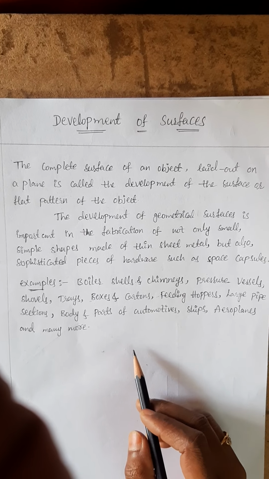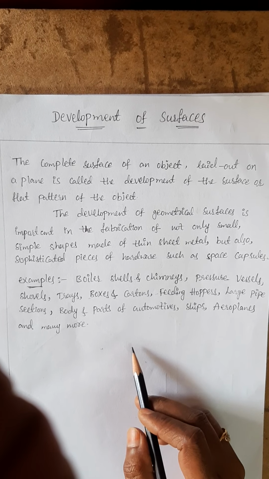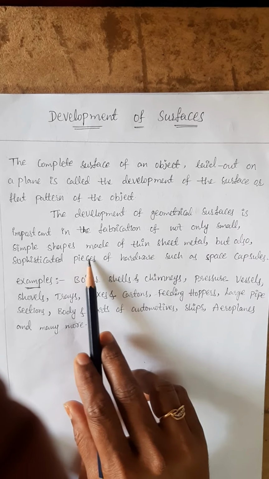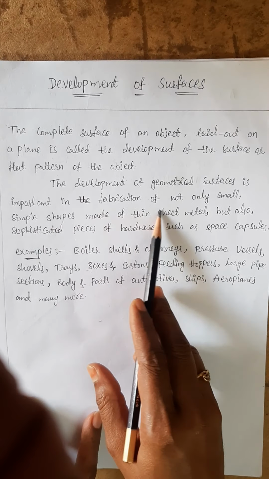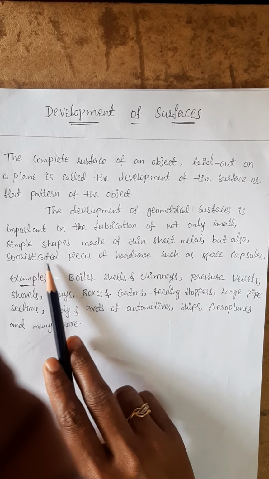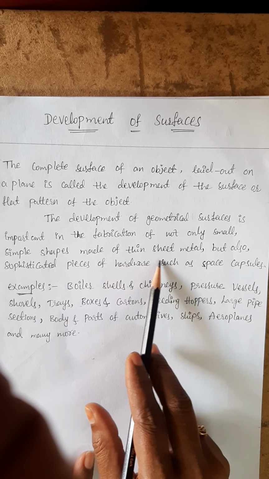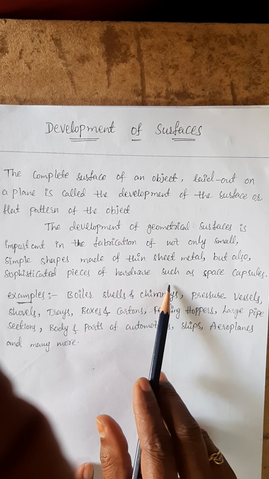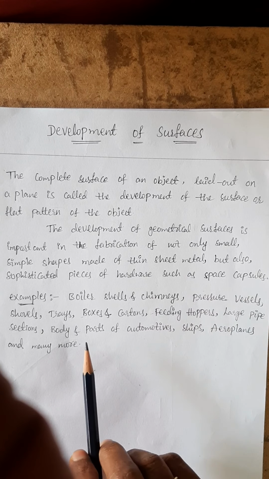There is a vast range of such objects. The development of geometrical surfaces is important in the fabrication of not only small simple shapes made of thin sheet metal but also sophisticated pieces of hardware such as space capsules.